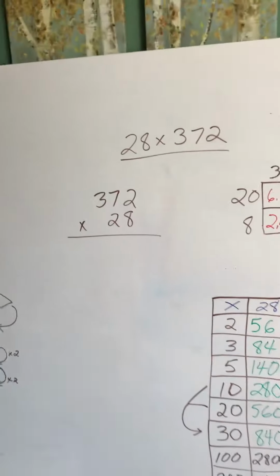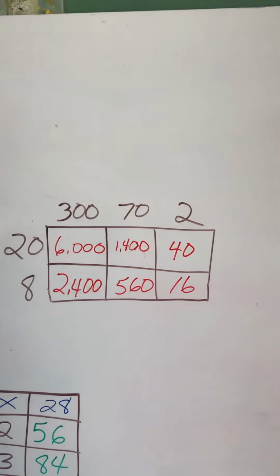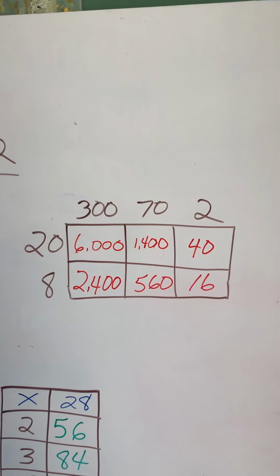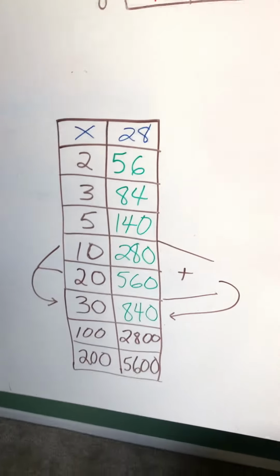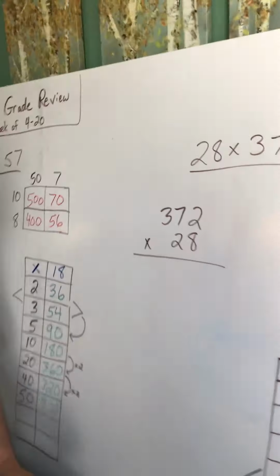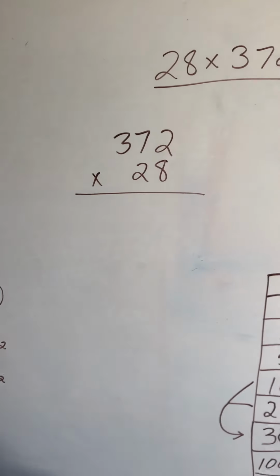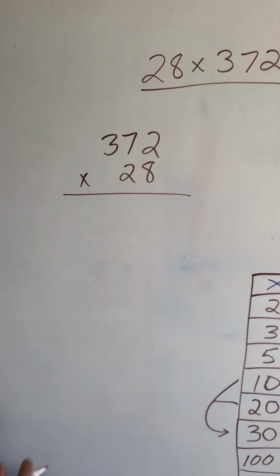So, second problem. Dr. Couture said that you guys have been doing some 3-digit times 2-digit. So what I have here is 28 times 372. So I'm going to sit and do this one. I left this one blank just to kind of go over the algorithm process again.